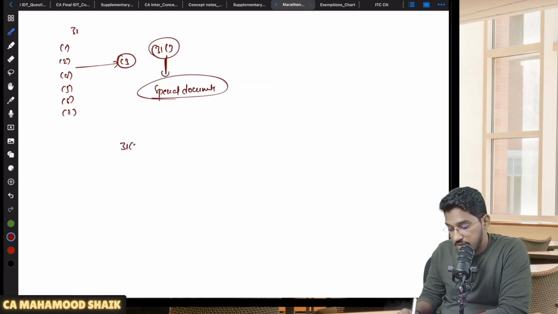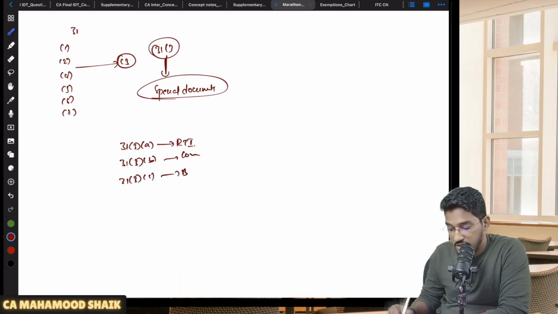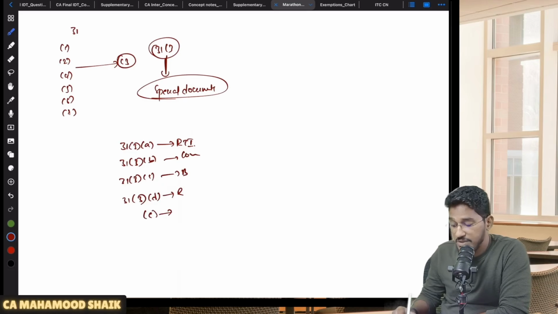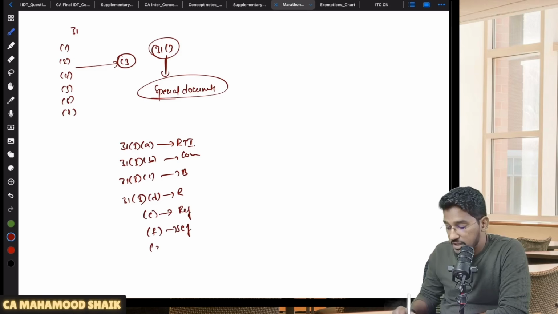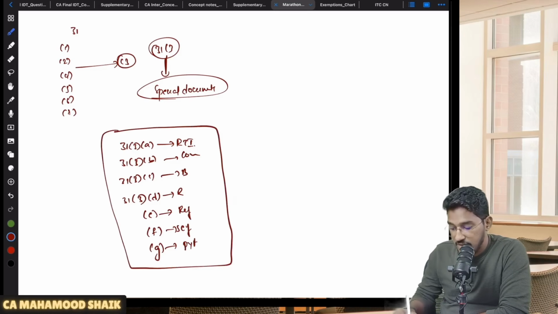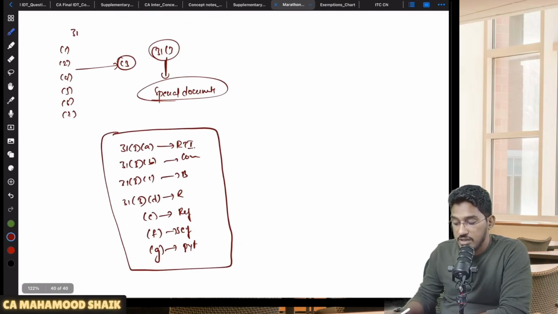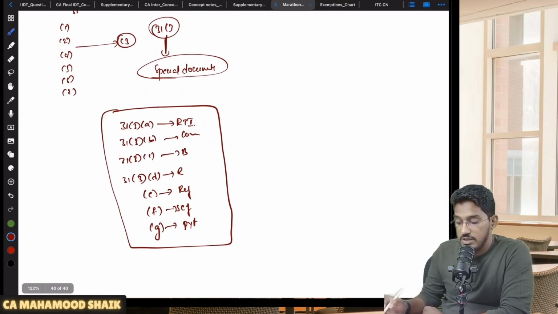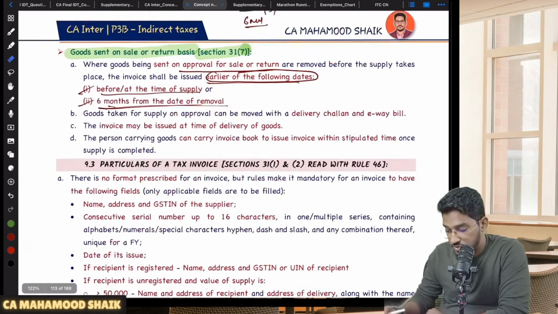So if you open section number 31 subsection 3, there is a separate clause talking about each document. Like 31 subsection 3 clause A talks about revised tax invoice. Clause B talks about some other document. Clause C, there will be something called bill of supply. Here it is consolidated invoice. Then clause D, there will be something called receipt voucher. Clause E, there will be something called refund voucher. Clause F, something called self-invoicing. Clause G, something called payment voucher. So like that, in different circumstances, different documents will be given. That all is covered under 31 subsection 3. Let us see what all those special documents are and when they are going to be issued.